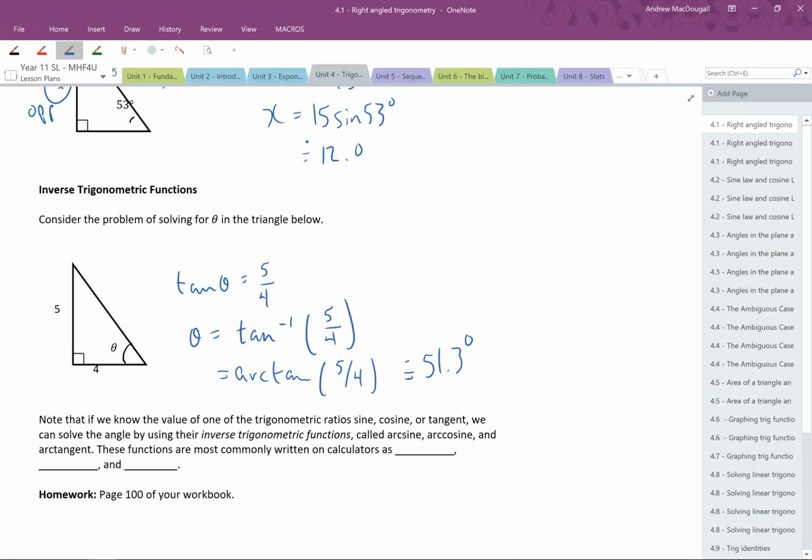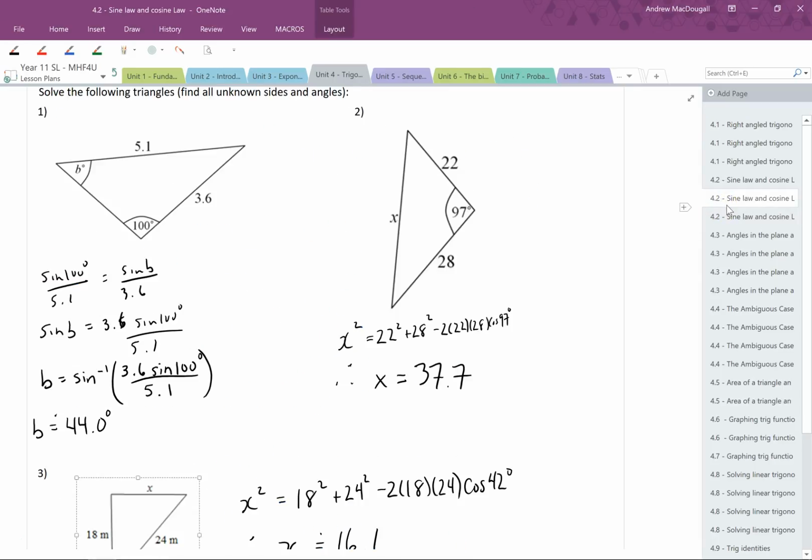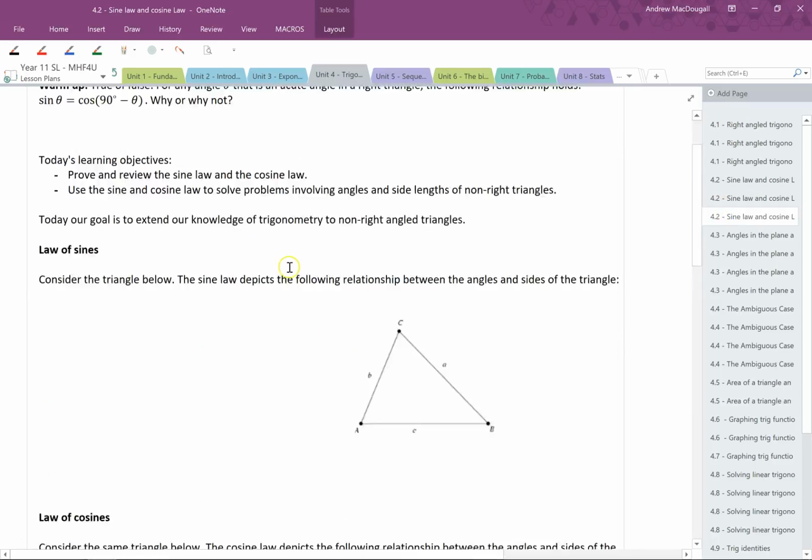Right. And so these inverse trig functions are inverse sine, inverse cosine, and inverse tan. Let's look now at non-right angled triangles. For that, we can use the sine law and the cosine law.